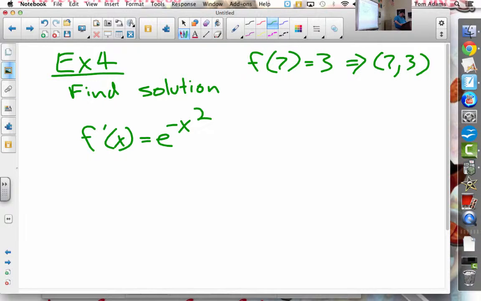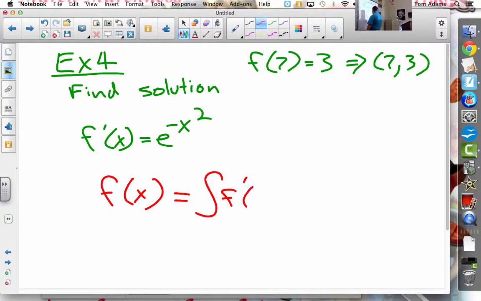Now we could use the fundamental theorem of calculus because really we're looking for the antiderivative. To find the solution of this, f of x should equal the antiderivative of this. Right? Does that make sense, sort of? So if I integrate that, well, how do I integrate that? Well, one way to do it is they give us the point 7, and I know what it'll equal. It'll equal 3. So what I could do is I could evaluate it.